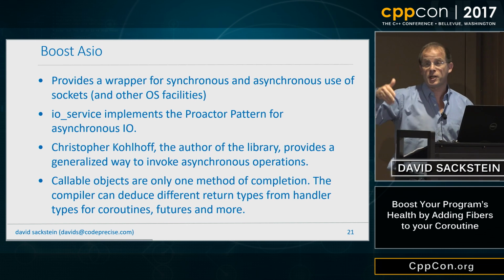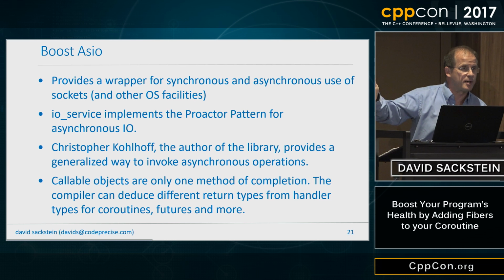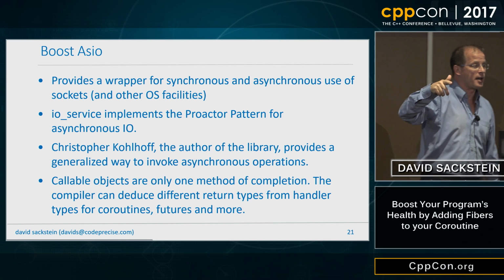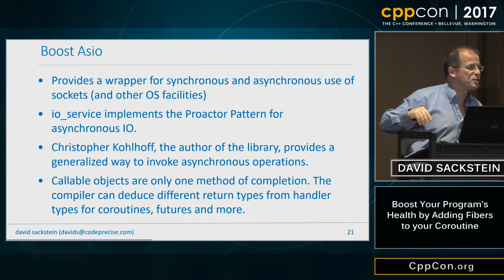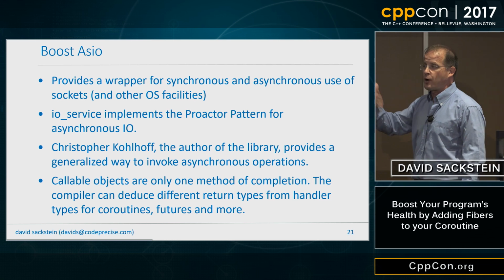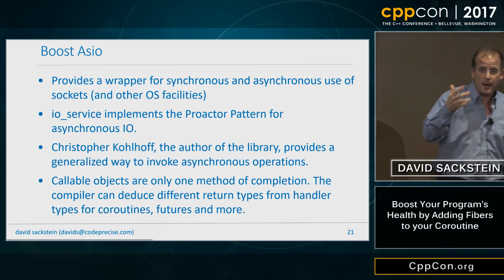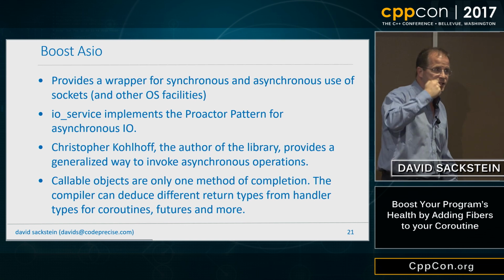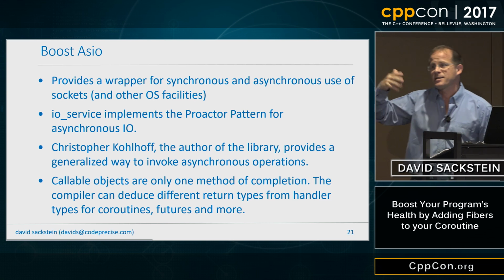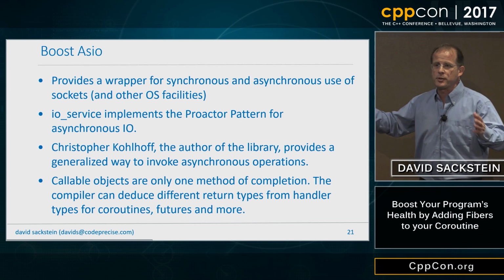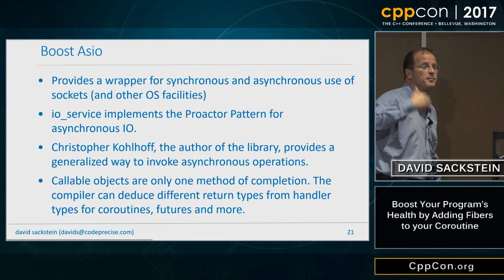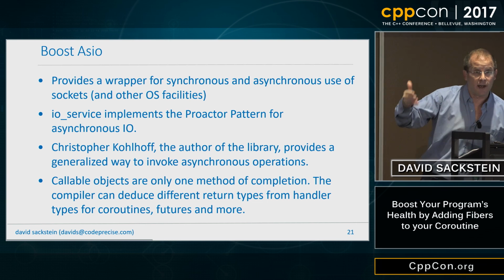It provides a wrapper for synchronous and asynchronous use of sockets and other operating system objects. And it shines when you want to use asynchronous I/O. The central object that you want to use with Boost.Asio is the I/O service. Every operating system object that you want to use is represented by a wrapper which takes a reference to an I/O service. It's the central part of the mechanism. And the I/O service has inside it an event loop, let's say a queue of work. The queue of work can be dispatched by a call to io_service run.